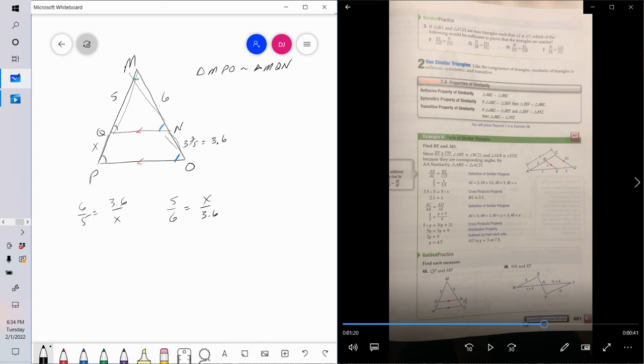I could set that up either way, because to solve this, I'm going to cross multiply: 6 times x, 5 times 3.6. I'm going to get the same thing either way. 6 times x equals 5 times 3.6. 6x equals 18, divided by 6, and x is 3. So I can use that rule from similar triangles.